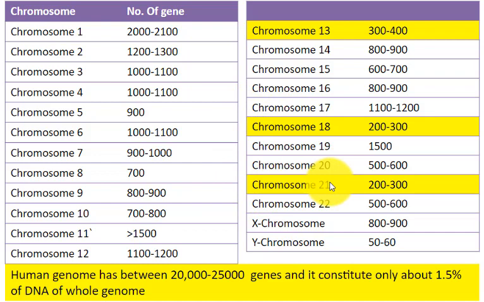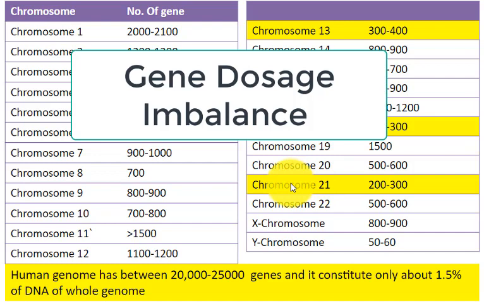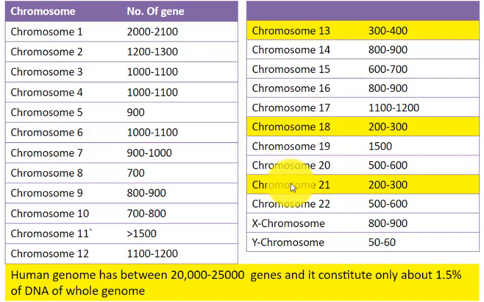Now let's come to gene dosage. There is a concept called gene dosage and gene dosage imbalance. In Patau syndrome, Turner syndrome, Edwards syndrome, all these chromosome aneuploidies, there is some gene dosage imbalance. Gene dosage is the number of copies of a gene per cell. In a diploid cell, there are generally two alleles for every gene.